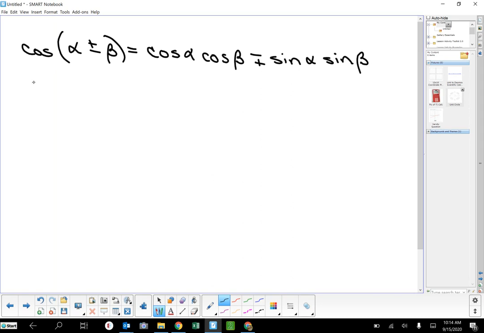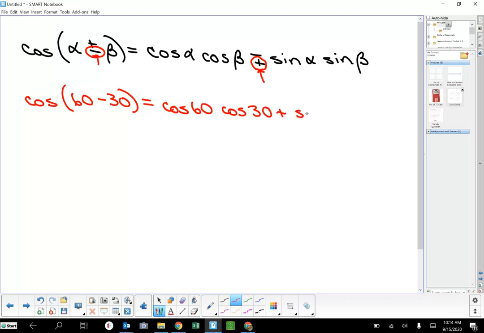So let's do this. Here's an example of how we could use this. Let's go cosine of 60 minus 30. Okay, so now we're using the minus here, right on the bottom. So we're going to use the bottom sign here when we expand out. So we're going to go cosine of 60, cosine of 30, plus sine of 60, sine of 30.